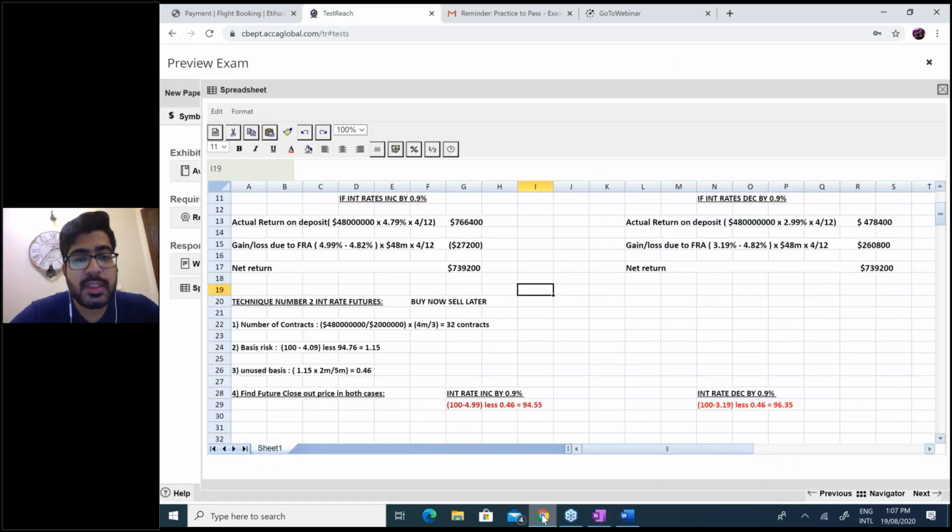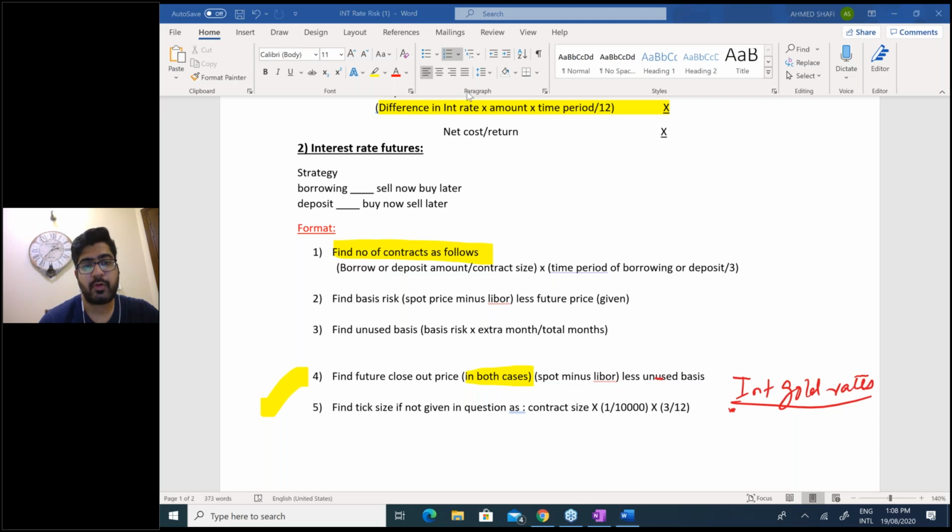Total months: today's date is 1st November, and we took the future of 30th March. So you can count it's 5 months. 0.46 is right in the third step, the unused basis. I have sent this file on the group as well, where all the formulas are given. Here's the screen: basis risk into extra months over total months. I have sent this sheet on the WhatsApp group as well.